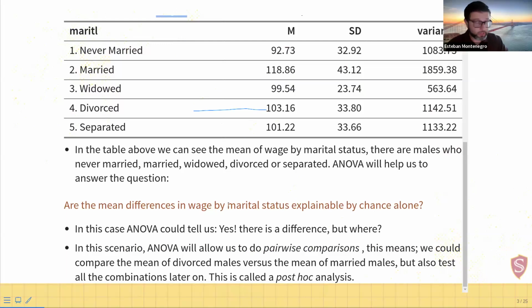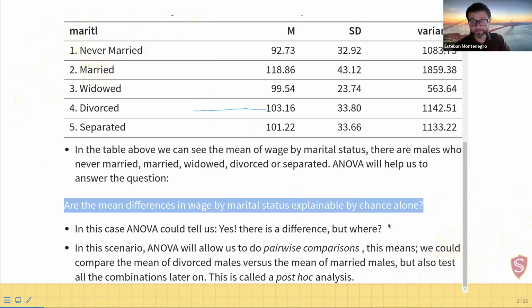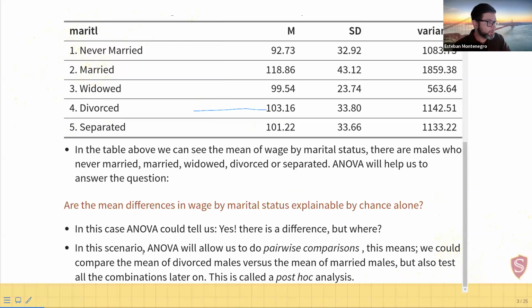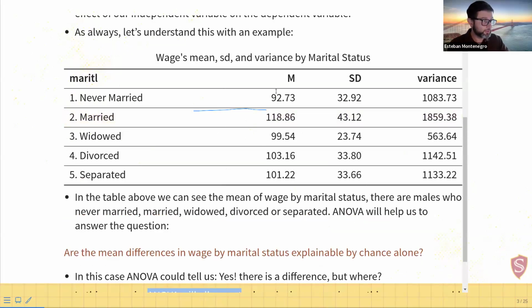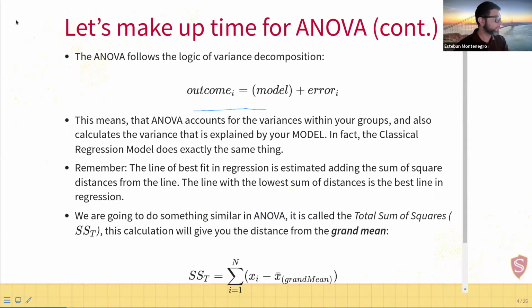So for the ANOVA model, we can ask the question: are the mean differences in wage by marital status explainable by chance alone? We need to find out where the difference is. ANOVA will tell us that yes, there is a difference at the mean level. But after conducting ANOVA, we will need to do a pairwise comparison. You will see what I mean by that. But first, let's focus more on the nature of the ANOVA model.